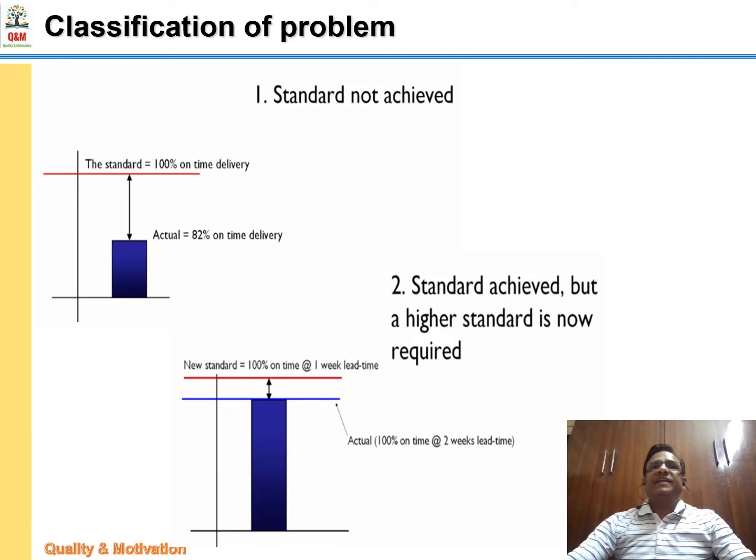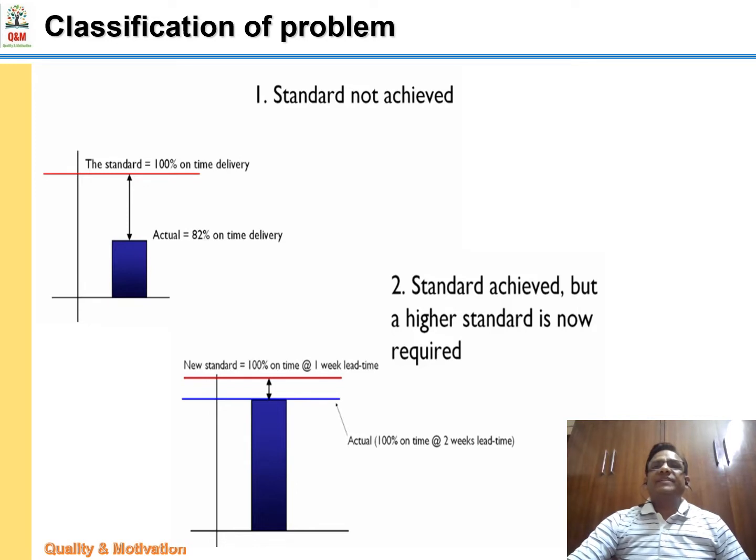Now let us take some examples of problem. In the first example, we have set 100% on time delivery target, and actually we achieved 82% on time delivery. It means there is a gap of 18%. So this is one example of problem because we have not achieved our set target.